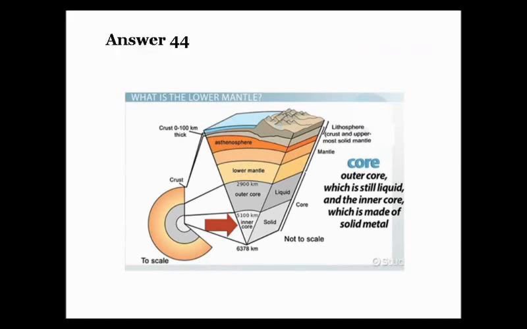The picture gives information about what is the lower mantle. To begin with, there are three main strata: core, mantle, and lithosphere, which is crust and uppermost solid mantle. According to the graph, lithosphere includes crust and mantle includes asthenosphere, lower mantle.